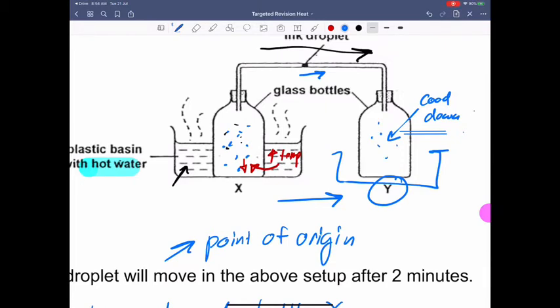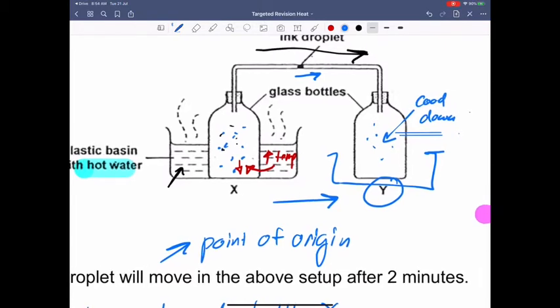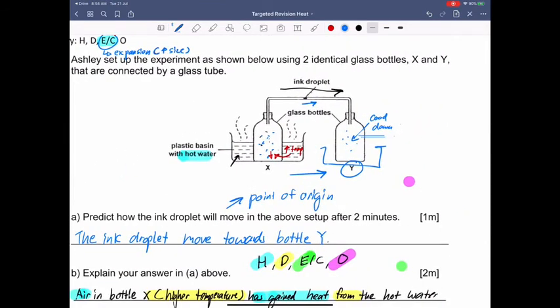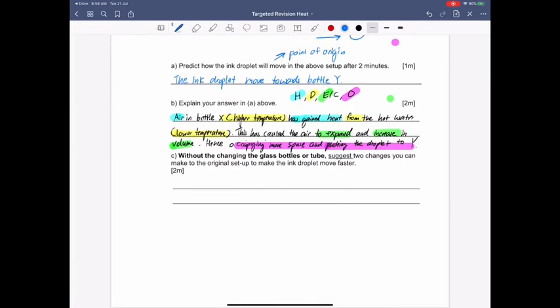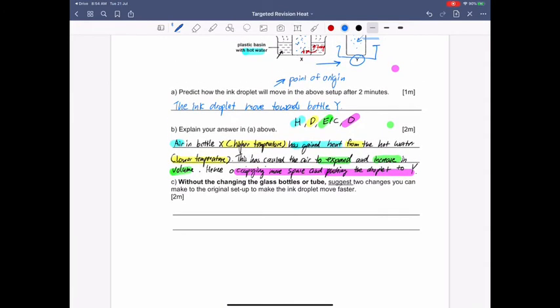Now, the issue with this kind of question is a lot of students will just say, oh, increase heat in the basin with hot water. Or they will say, oh, cool down bottle Y. That is actually a general answer, GA. A lot of the time you will get 0 marks for answering your question in this manner because you need to tell me in what way.